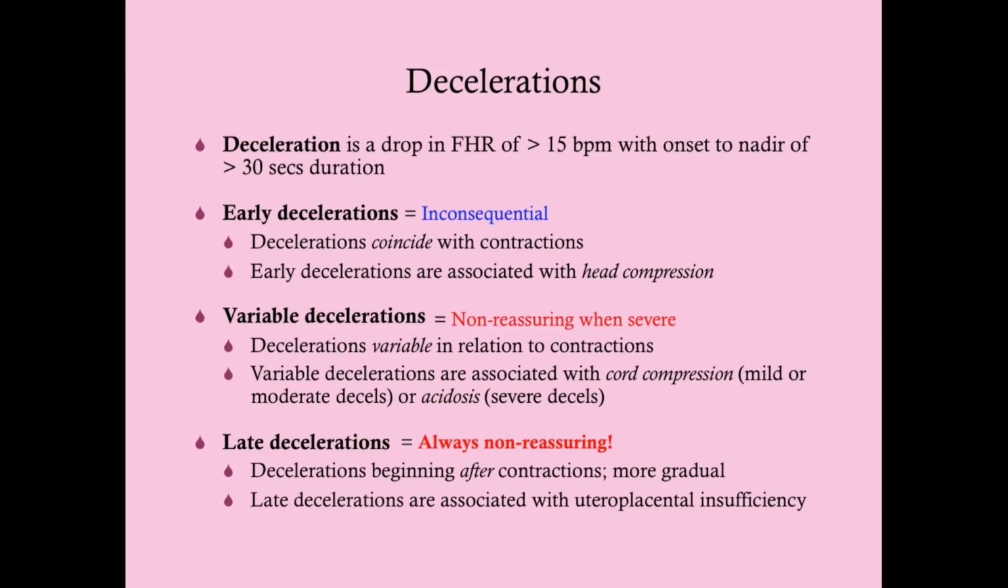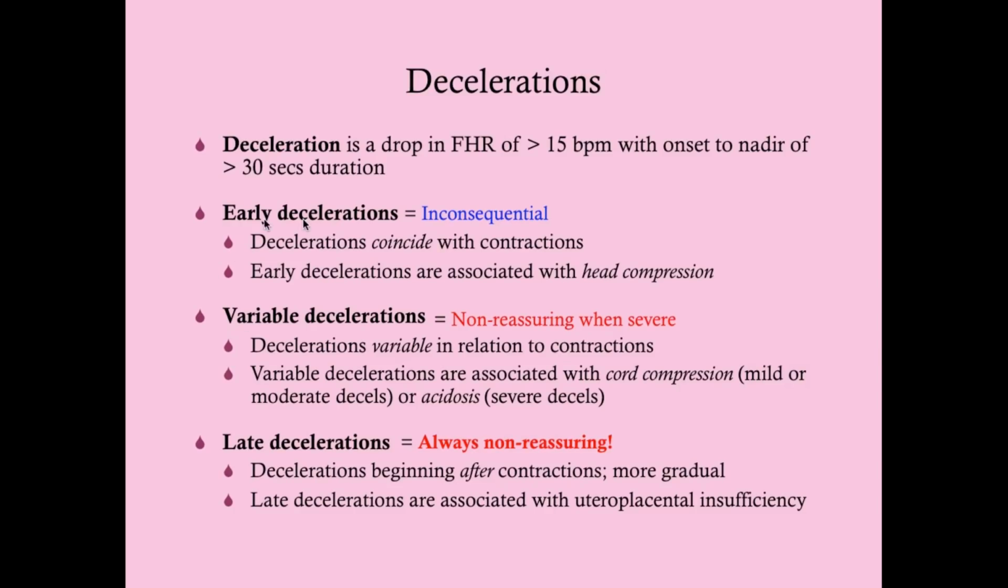Okay, this is big, big, big stuff for the USMLE. You need to know this. Decelerations. So this is where you will see some major problems if you have some of these decelerations. So deceleration is a drop in the fetal heart rate of more than 15 beats per minute with an onset to nadir of more than 30 seconds duration. And when I'm giving you this definition here, the ones that apply are early and late. Variable is kind of its own animal, and we'll talk about that in a couple minutes.